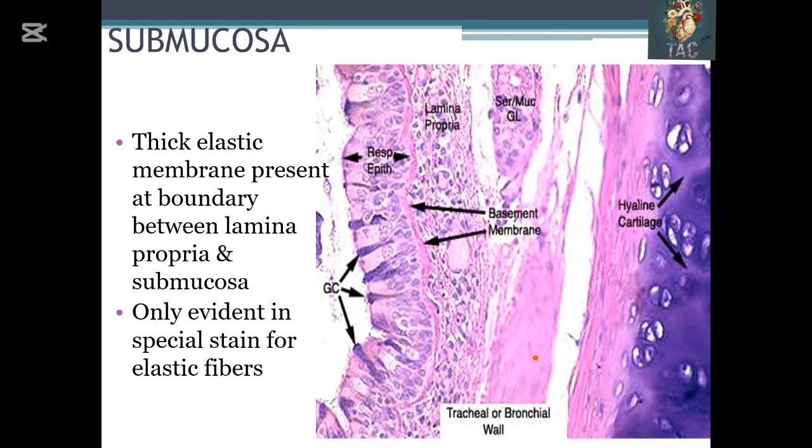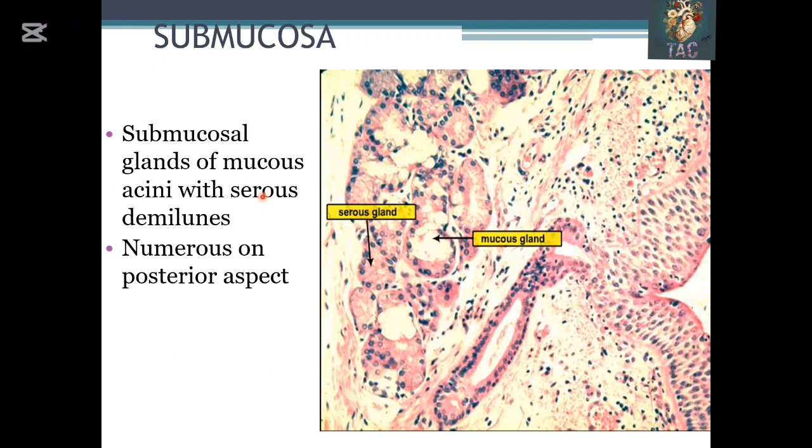As I have told you, this is the submucosa here, and this one is the lamina propria, and at this level there should be a boundary line formed by thick elastic fibers, which need special staining techniques for the elastic fiber. Outer to this you can see the hyaline cartilage. So submucosal glands are either mucus, serous, or mixed type. You can see this one is the mixed gland, this one is the serous gland, this one is the mucus gland. They are usually present on the posterior aspect.